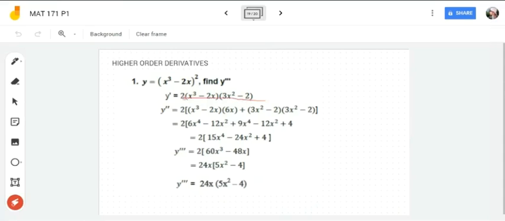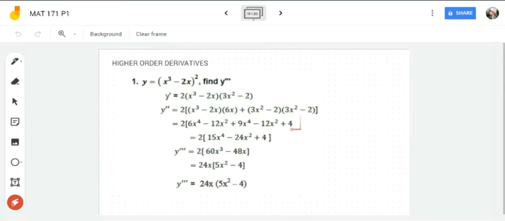Okay, so this will become your second derivative, simplifying that. So you'll have your 2, and then you distribute this. So this will become 6x raised to 4 minus 12x squared plus, okay, we will be multiplying this. So that is 9x raised to 4, and then that is minus 6x minus 6, so that will become negative 12x squared minus 2 minus 2, that is plus 4.